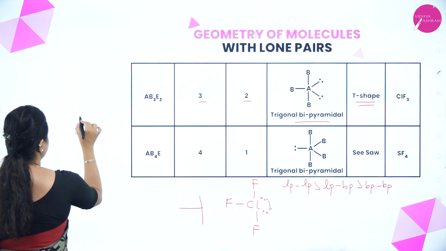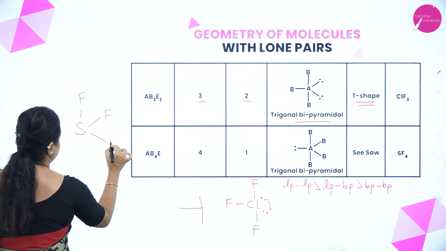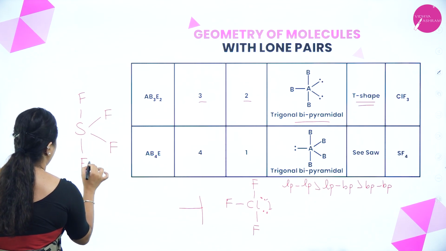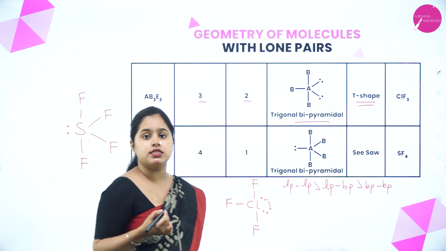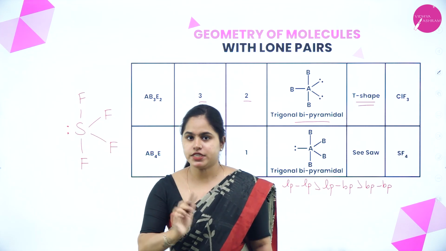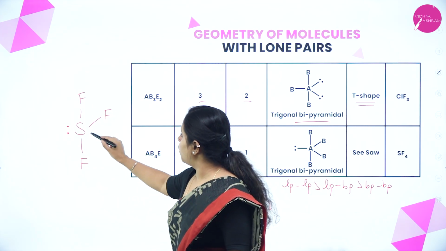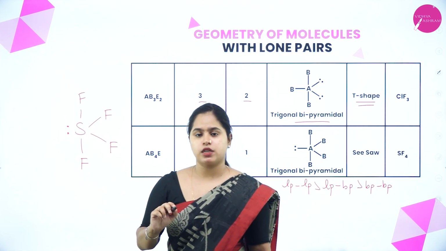So, it is S, then 4 S-F bonds are present here, right? And then there is 1 lone pair. The number of valence electrons in sulfur is 6, right? So 1, 2, 3, 4, 5, 6. A total of 6 electrons are present, out of which 4 are taking part in bond formation. And this is present as a lone pair, right?